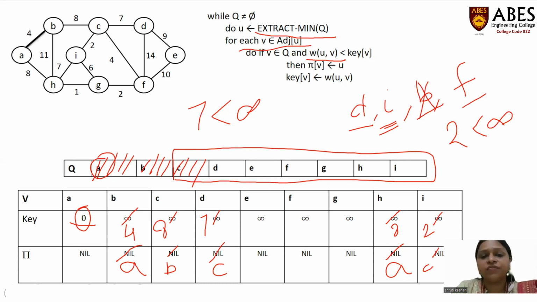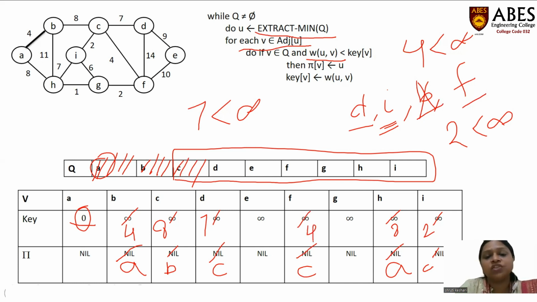Again, check for F. F is part of your capital Q, the weight of the edge from C to F is 4 and the current key value is infinity. Both conditions are true. So update the parent of F as C and the key value as 4.